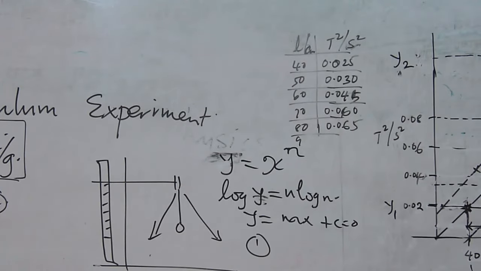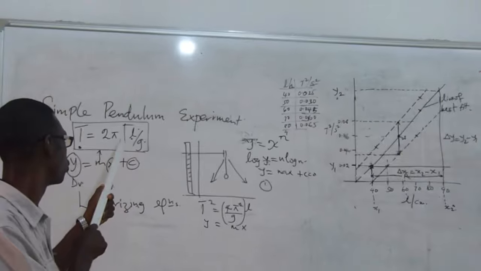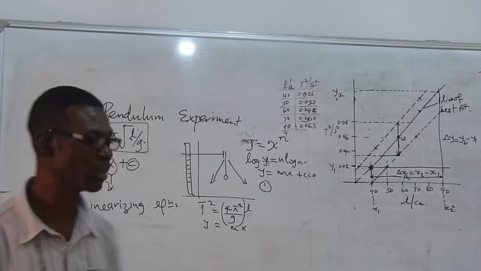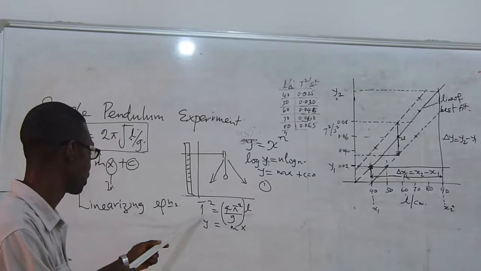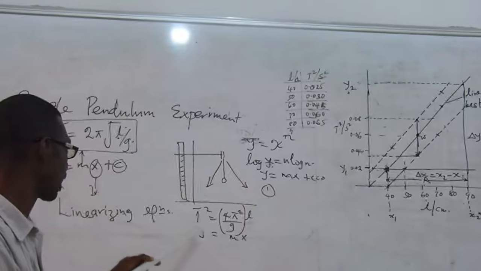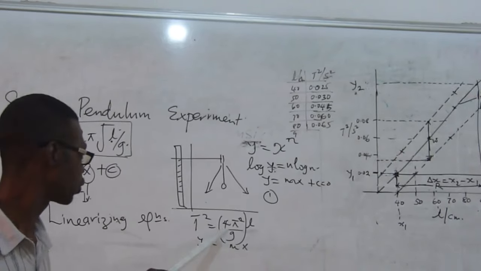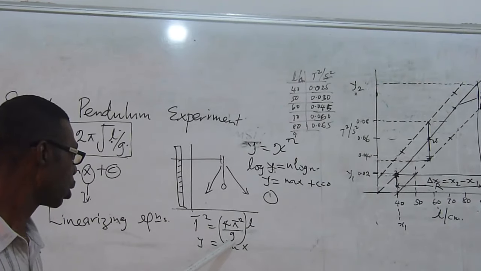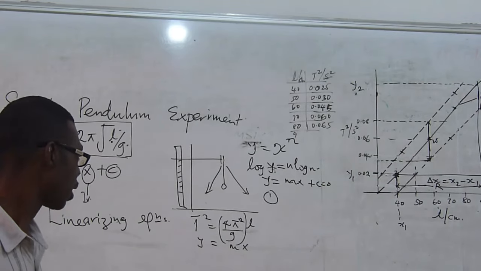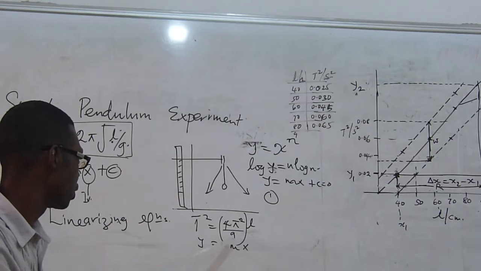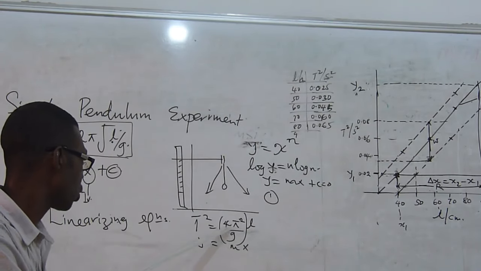Now let's go back to our simple pendulum equation. T equals 2 pi root L over g. How do I linearize this equation? I can simply take the square of both sides. If I square both sides of this equation, I get T squared equals 4 pi squared over g, times L. Now, I've put this in brackets because this is a constant. This is what I'm looking for. This is a constant value.